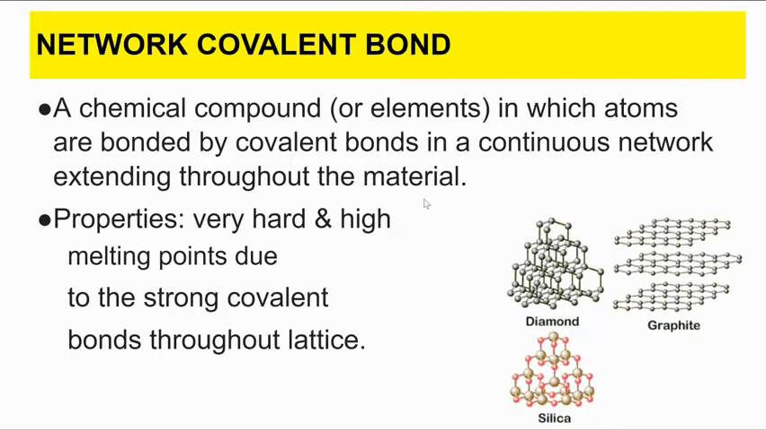So a network covalent bond is a chemical compound or element in which atoms are bonded through covalent bonds, so these must be nonmetals, in a continuous network extending throughout the material. Properties of network covalently bonded substances are extremely hard and have extremely high melting points due to the strong covalent bonds throughout the lattice. So, diamond and graphite are examples of network covalent bonded substances. Both are made of pure carbon, but they come together in very different crystal structures with different lattices, which give them very different properties.